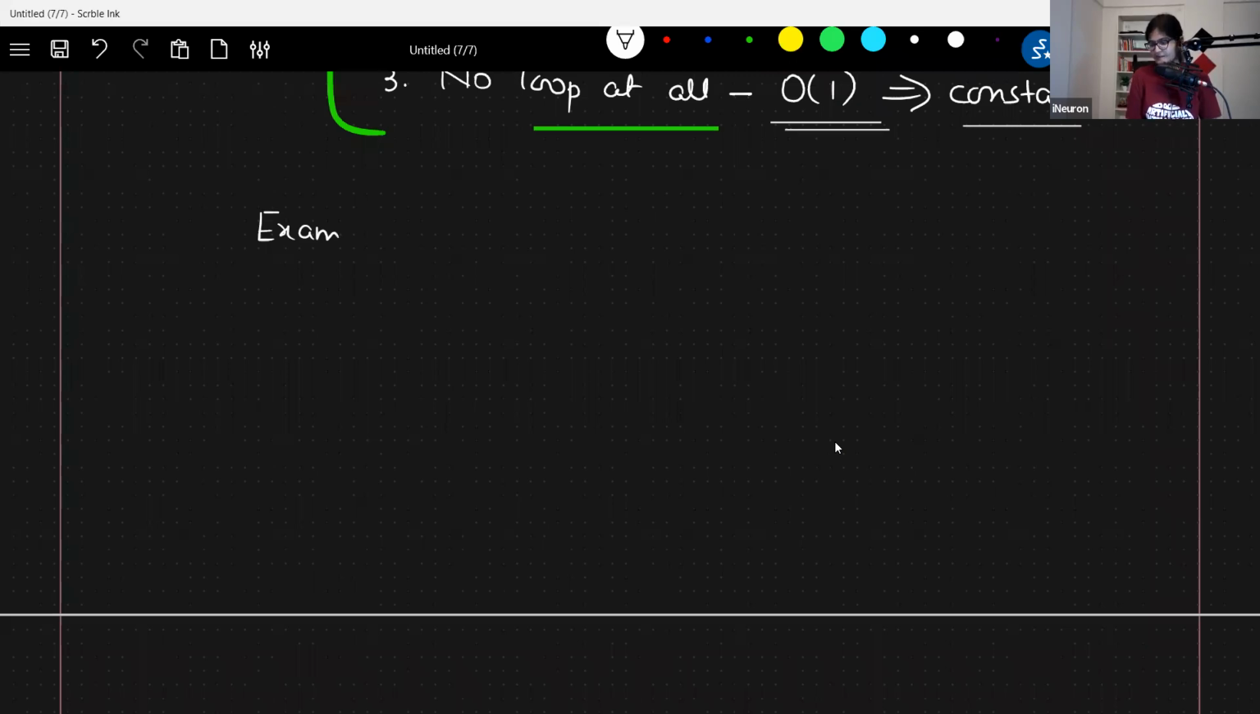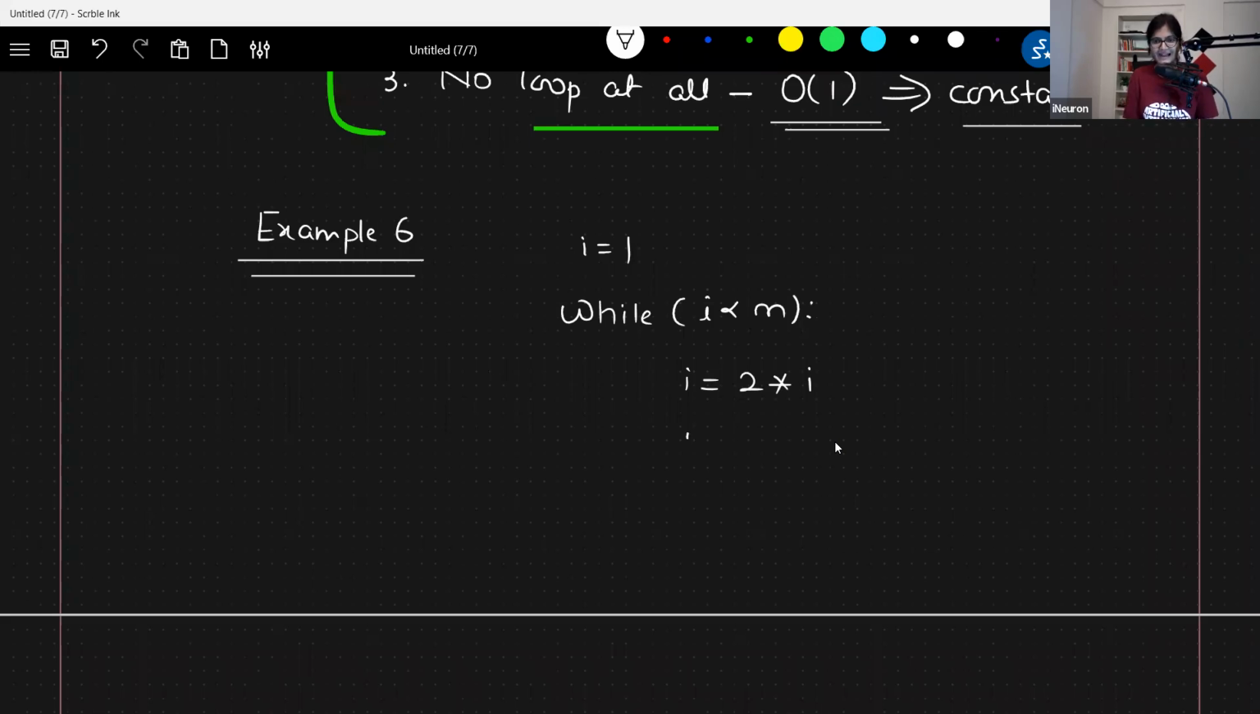Example number 6. Here, the value of i is equal to 1, and I'm writing one while loop: while i is less than n, inside that, i equals 2 times i, and then I'm printing maybe the value of i itself. Who will tell me the answer? What is the time complexity?